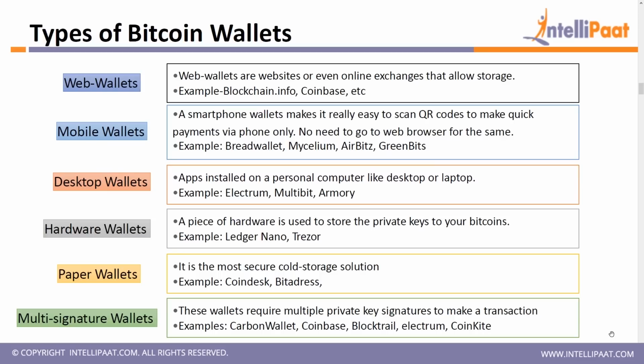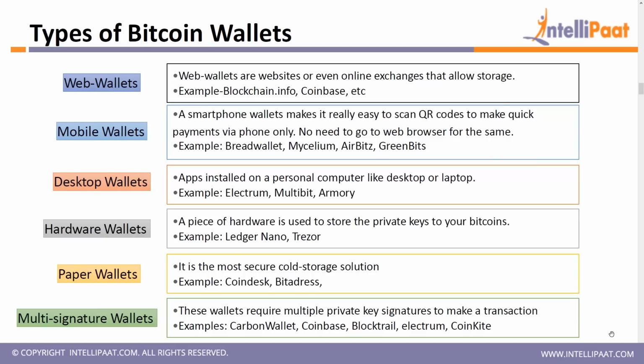Hardware wallets. A piece of hardware is used to store the private keys to your Bitcoins. Example, Ledger Nano and Trezor. So you are storing your private keys in a hardware wallet, and that can be used for further transactions.